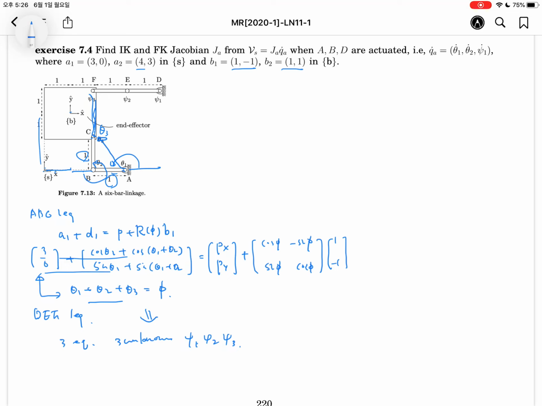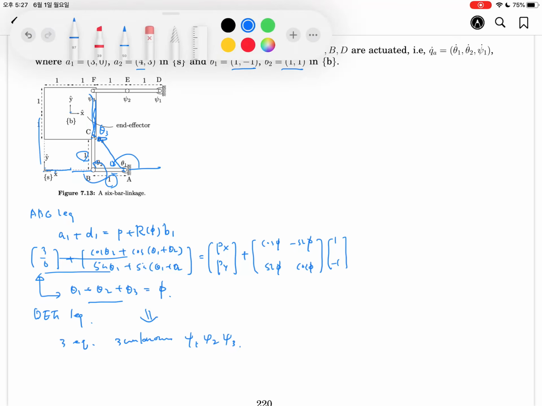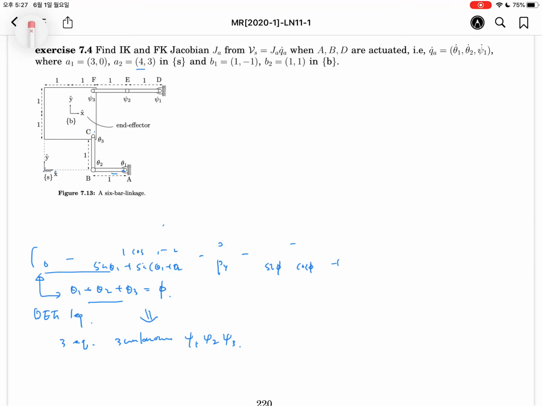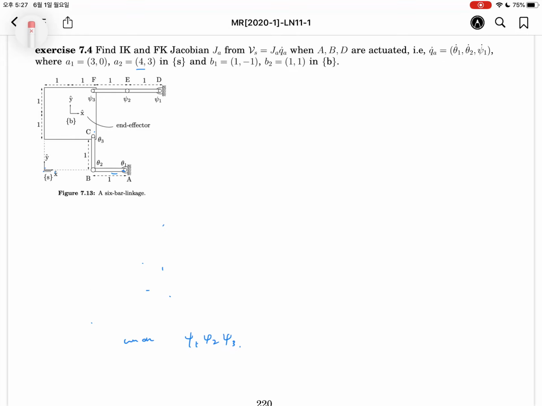Okay, let's move to the forward kinematics Jacobian, JA. This is the main issue of this computation. I will delete the inverse kinematics procedure, because the forward kinematic Jacobian is a little bit difficult to understand. Anyway, I will try to solve it as easily as possible. Okay, ready.